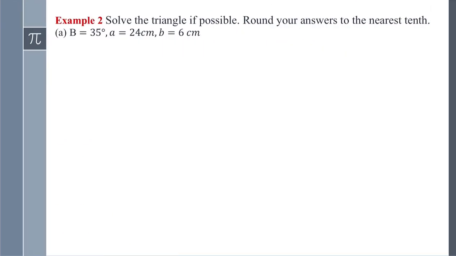The first thing you always do is draw the triangle and check if you can use the law of sines or not. So let's go ahead and draw that triangle, any random triangle. Let's say this is A, B, and C. We are given angle B equals 35 degrees. We are given side a is 24 and side b is 6 centimeters. Then we don't know anything else, so this is C, and we don't know the other angles.